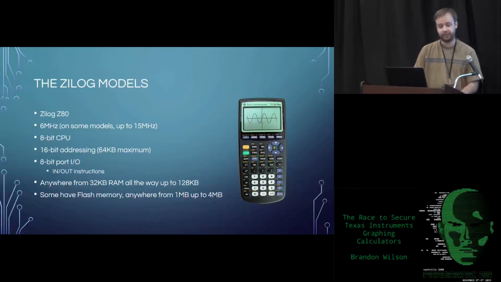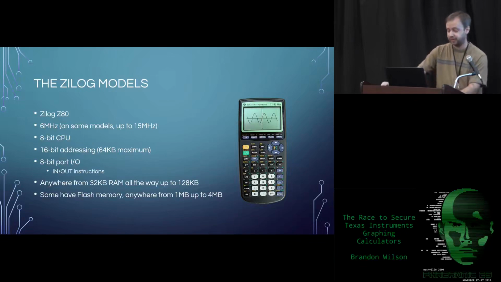It's a very versatile chip. It's 6 megahertz, or on some models it's been sped up to 15 megahertz. It's an 8-bit CPU with 16-bit addressing, which means it can access a maximum of 64 kilobytes of memory at once. And it has an 8-bit I/O port interface, so you can interact with the hardware by outputting or inputting from one of up to 256 logical ports. And they have anywhere from 32 kilobytes of RAM all the way up to 128 kilobytes. And some of them, the most interesting ones, have flash memory, which ranges anywhere from 1 megabyte all the way up to 4 megabytes.